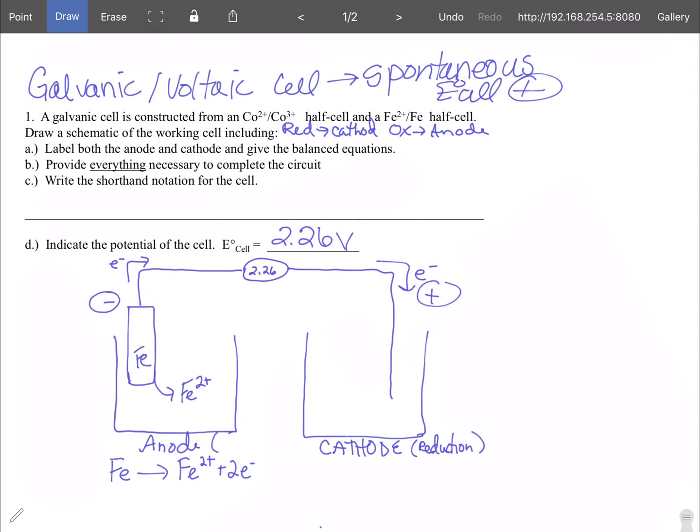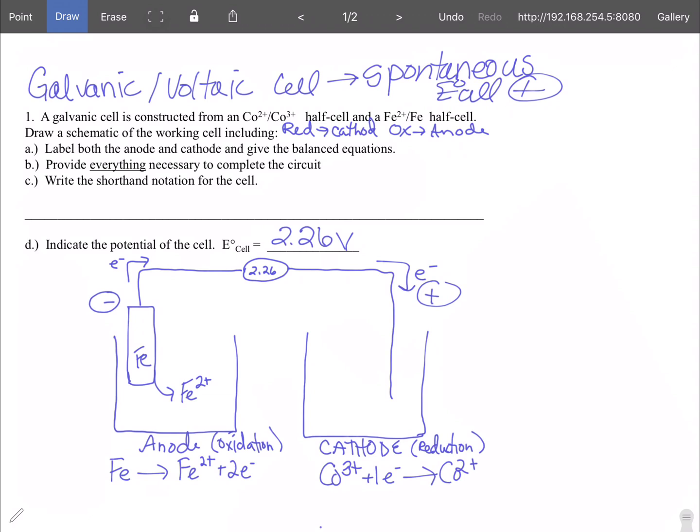I did not write it over here, but I'll real quick throw this in. Oxidation, spelling is sometimes interesting with me. Alright, so we're going from cobalt 3 plus plus 1 electron to cobalt 2 plus, because those were our options. We had cobalt 2 plus and cobalt 3 plus.